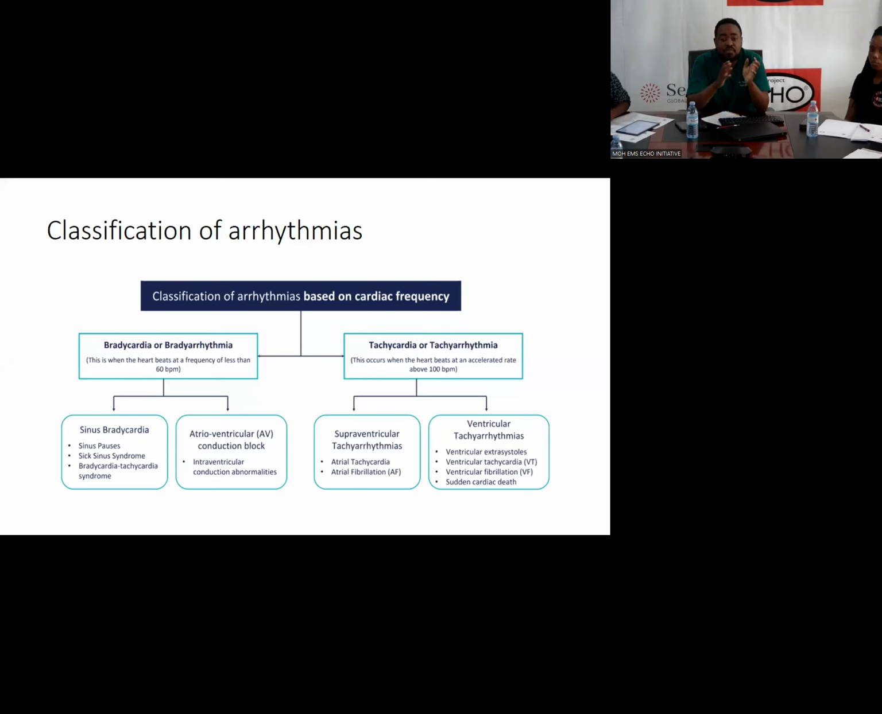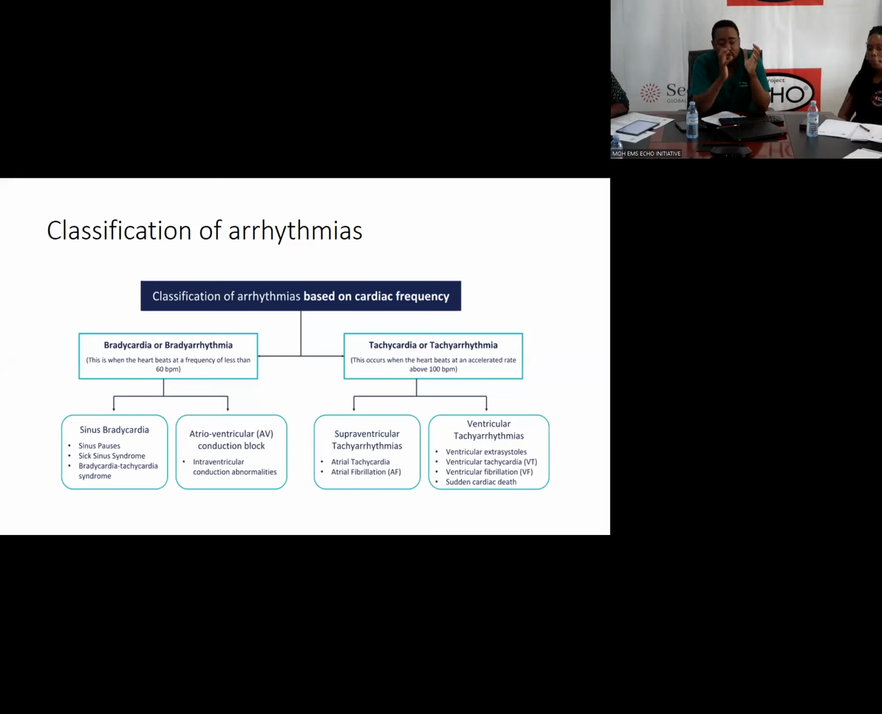Under the slow arrhythmias, we'll talk about those that are originating from the pacemaker itself, which is the sinus, and those that are happening because there's an abnormality along the connection of the atria and the ventricles. That's the AV node. Then for the rapid ones, we'll talk about those that are originating above the ventricles and those that are originating within the ventricles themselves. So that's how broadly we look at cardiac arrhythmias.